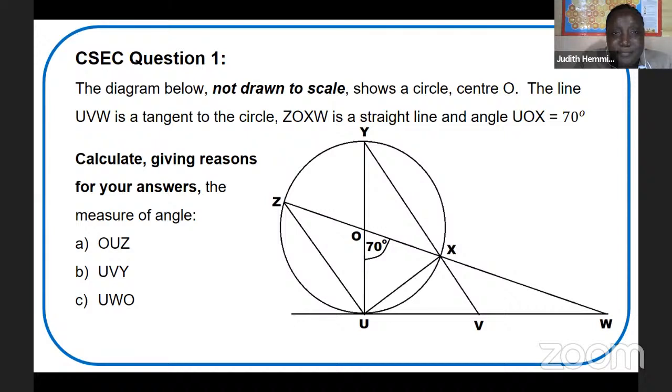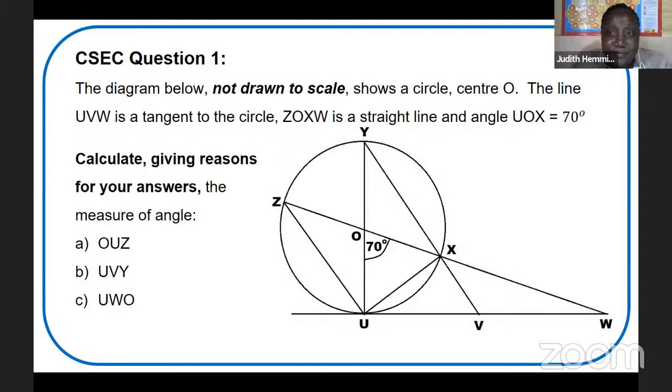All right. So we're looking at O, U, Z. Any responses? How would you calculate the size of that angle? It is saying that OUZ is an isosceles triangle. That is true, because O is at the center and OU would be a radius and OZ is also a radius. So that would form an isosceles triangle. Good. How then can you calculate the measure or the size of angle OUZ?